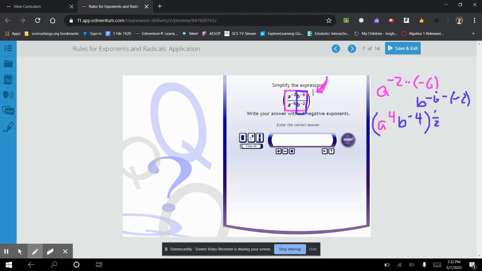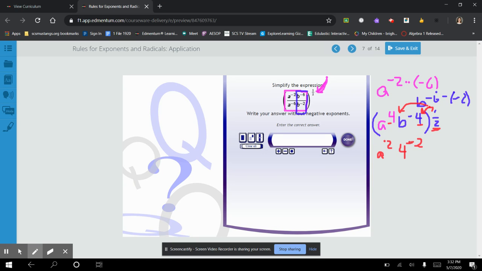So at this point, I'm going to go ahead and distribute the 1/2. If I distribute that 1/2, I'm using that rule where I distribute this exponent to both of the exponents on the inside. So 4 times 1/2 is going to give us a squared. B to the -4 times 1/2 is going to give us -2.